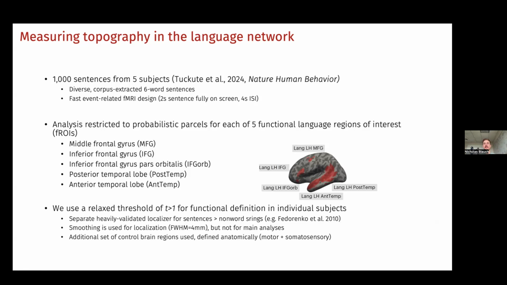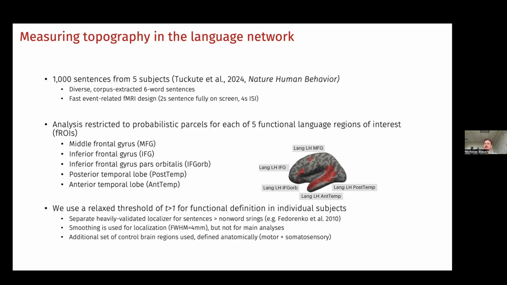Because we wanted to have a good amount of space to actually find topographic variability, we used a more relaxed threshold for language selectivity than is typically used. Oftentimes, researchers will look at the top 10 most selective units. Here, we just said it needs to be a little bit language selective, so we used a t-statistic threshold of 1. We used smoothing for the localization, but not for our analyses. So our analyses are using unsmoothed data so that we don't introduce artificial topography through smoothing.